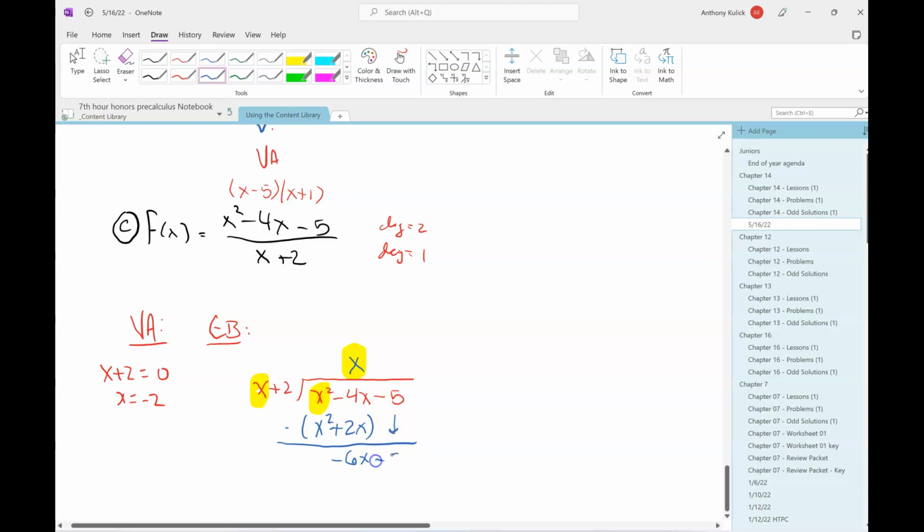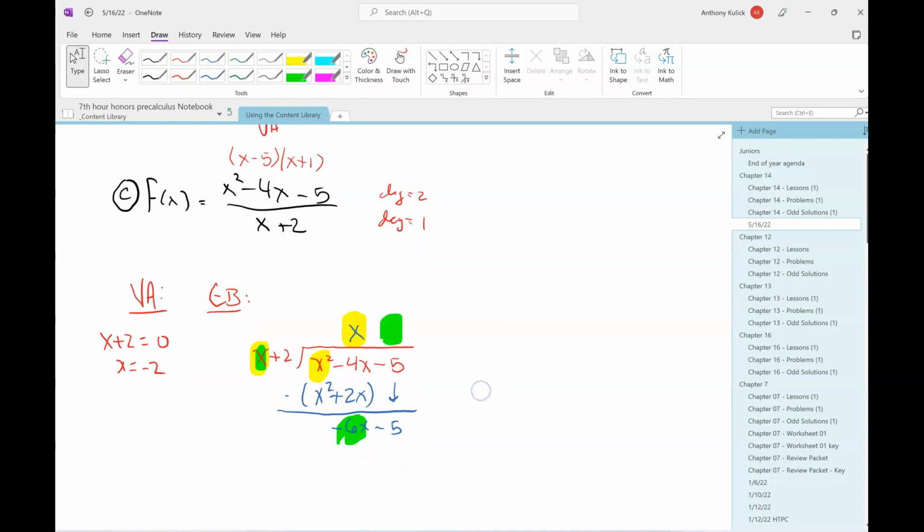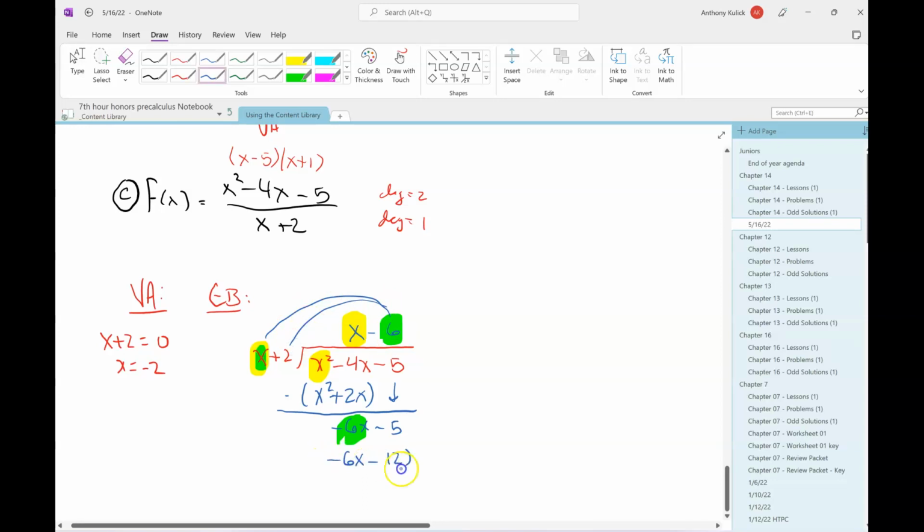We'll bring the -5 down, and then repeat and ask ourselves, what times x gives us -6x? That is -6. So again, multiply that to both pieces of the divisor. Subtract down. -6x minus a -6x is 0. -5 minus a -12 is 7.